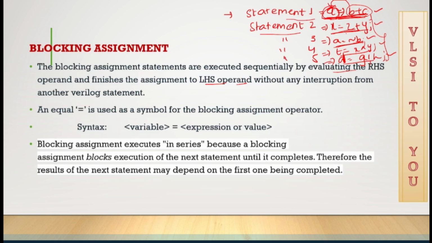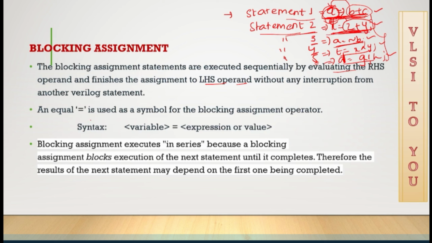After this statement, it comes to the next statement. Here Z plus Y is being operated, being evaluated. After the operation, the assignment takes place. After assignment only, statement 2 is executed, and then comes 3, then 4, then 5. In this way, first the RHS is evaluated, then it is assigned to the LHS, and only then is the execution completed. This is how the execution is done in blocking assignments.